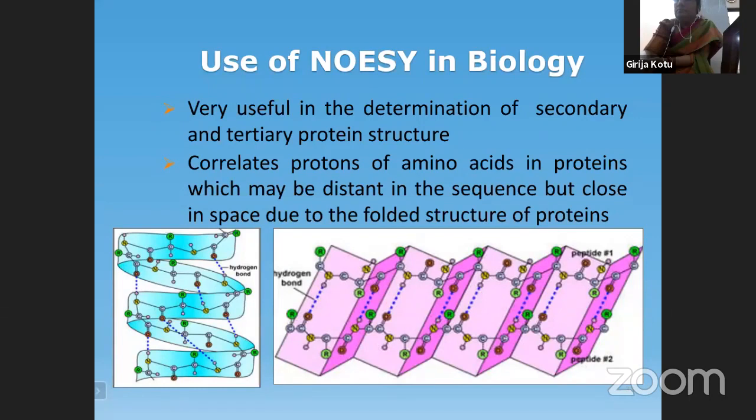Proteins are nothing but a combination of peptides, polypeptides, isn't it? Instead of a linear chain, when it is folding, how is it able to fold? Because of the internal hydrogen bonding. Due to this, the protons present in one amino acid residue and another amino acid residue, which are far away in the linear shape, come closer. And how do we identify that? Through NOESY. If they come closer, you will find a cross peak in the NOESY spectrum.